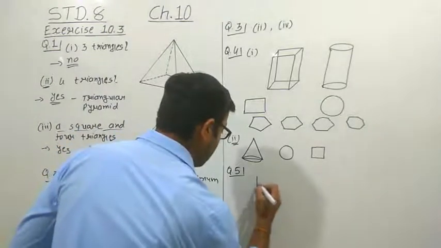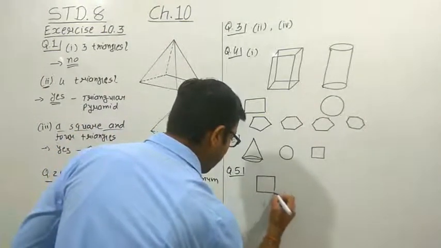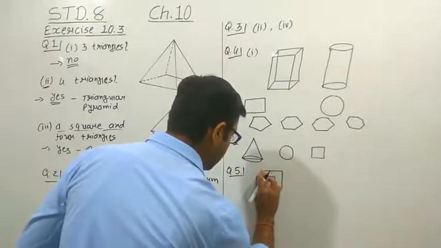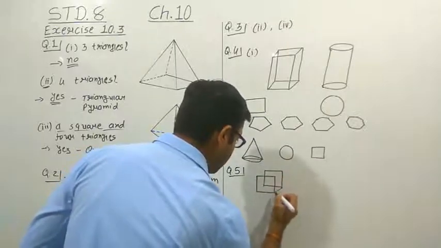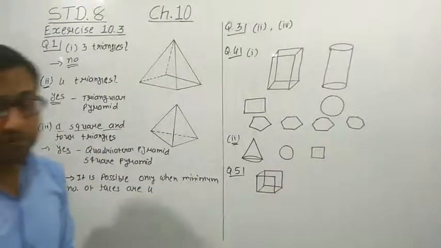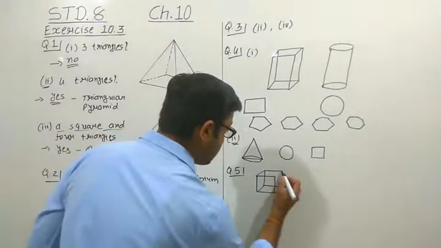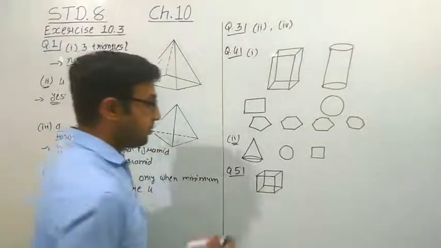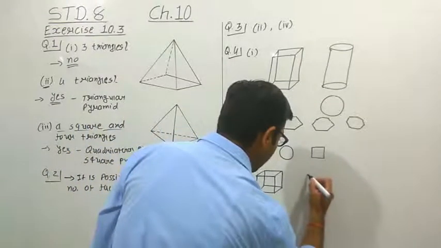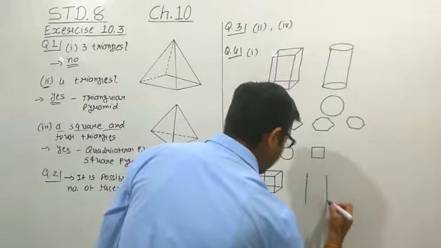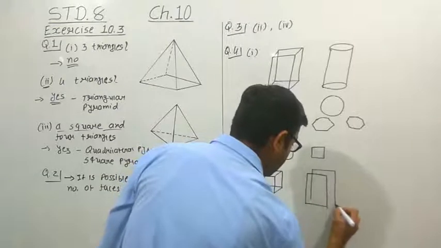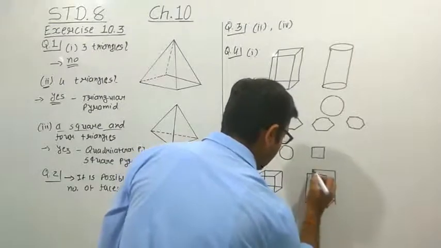A cube is, we know that all of its sides are equal, then it is a cube. So this is a cube. And a square prism is like this. What is the meaning of the square prism? That means its base must be a square. Its base must be a square. But its other sides are not necessarily squares.